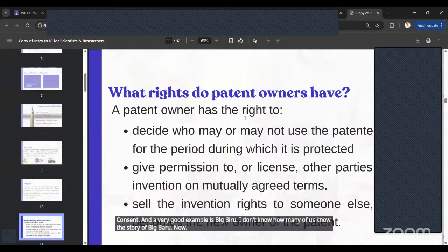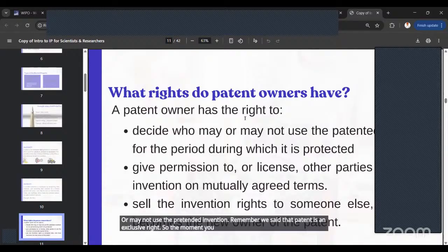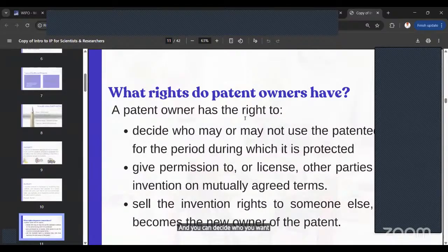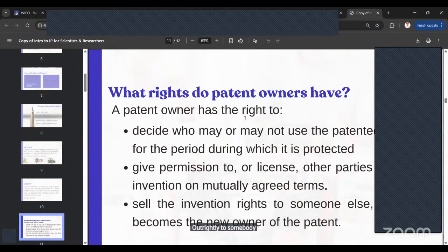Now, what rights do you have as a patent holder? A patent holder has the right to, number one, decide who may or may not use the patented invention. Remember, we said that patent is an exclusive right. So the moment you've been granted a patent, it means you have exclusive rights and you can decide who you want to give access to use your invention or not. You also have the right to give permission to, or to license, or in fact to sell the patent right outrightly to somebody else who will now become the new owner. Those are the rights you have as a patent holder.